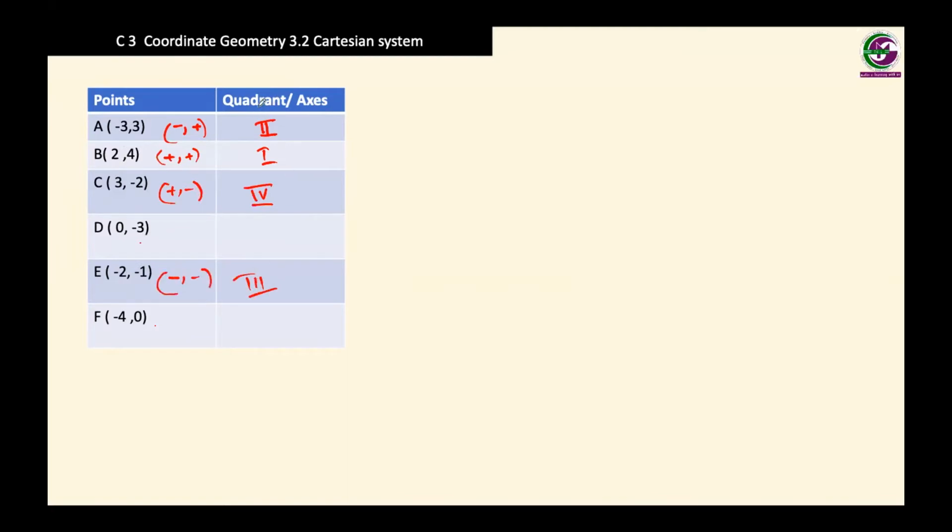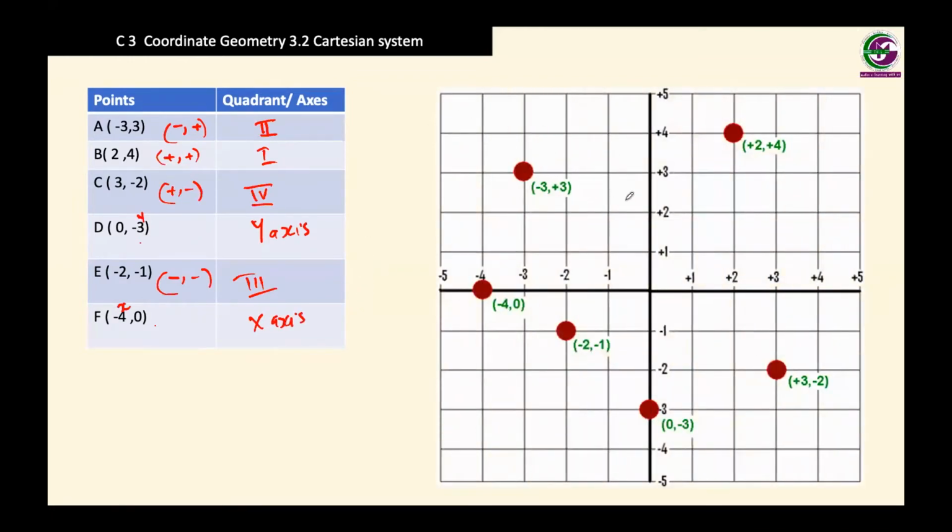Okay, now we are asked, is it in a quadrant or is it in an axis? You know that you have zeros in question D, point D and point F. So if you have a 0, it will be either on the x-axis or on the y-axis. And now what you have to see is what value do you have other than 0? Do you have x or y? Here you have y. So this is y-axis, simple. And here, what value do you have other than 0, x or y? You have x. So this is x-axis. That's it.